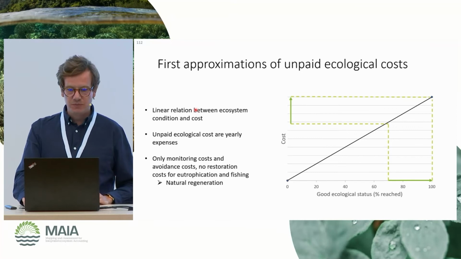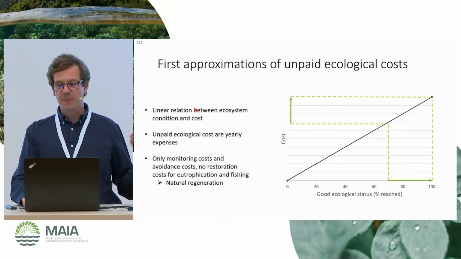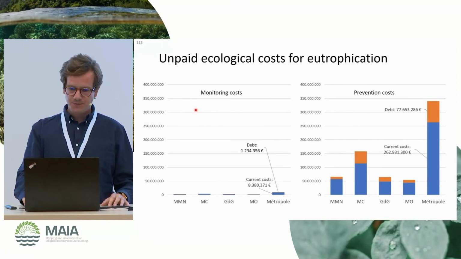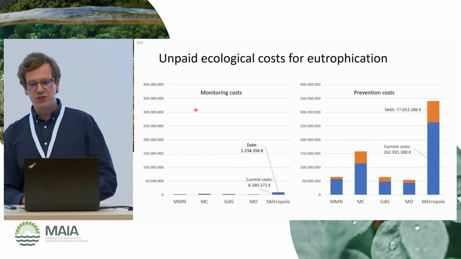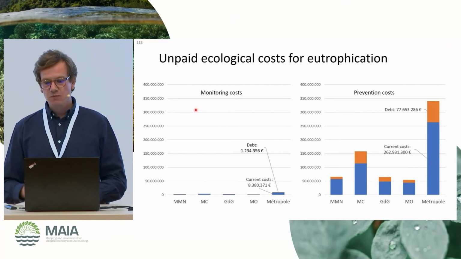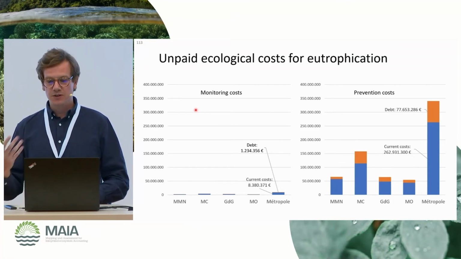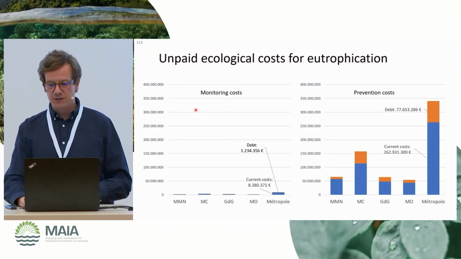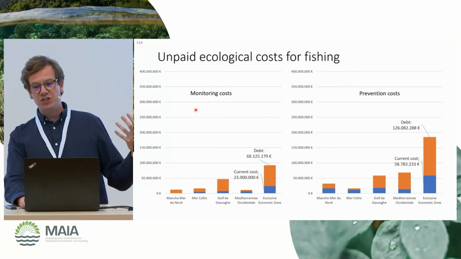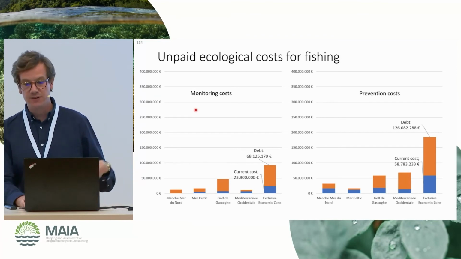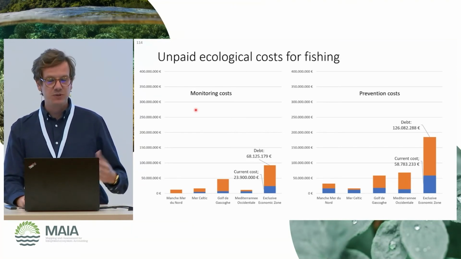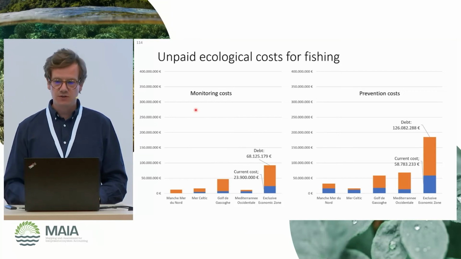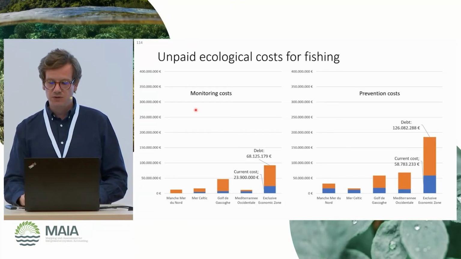And we use the simplest model with a linear relationship between the costs and the achievement of good ecological status. So what we see is that for eutrophication, most of the cost is already spent, but there is unpaid ecological cost, so that's in yellow. And mostly for the Celtic seas, because that's where there's a lot of pollution. And then for fishing, the cost is a lot higher, and the debt is a lot higher, mostly because there's a lot of fish stocks that are not within a good ecological status. And so the cost for fishing is also higher than the cost for eutrophication, with a total debt of around 200 million euros per year.